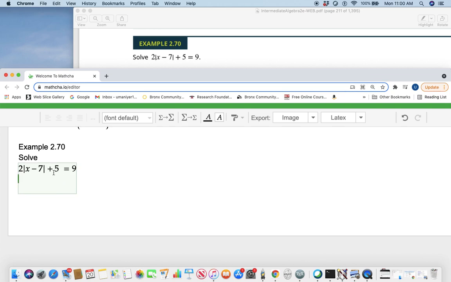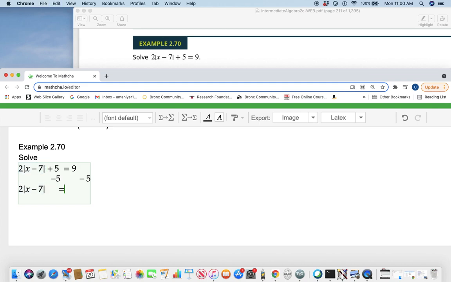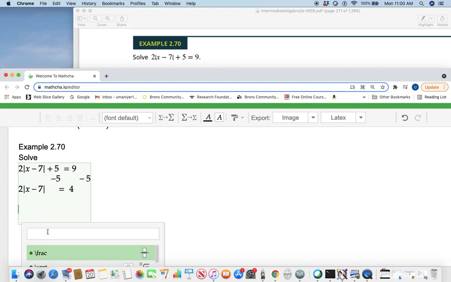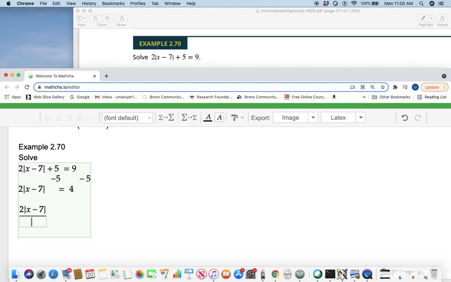First, separate out the 5. So I'll subtract 5 from both sides. Plus 5 cancels minus 5. 2 times absolute value x minus 7 continues to be here. 9 minus 5 is 4. Now I can deal with this 2. Notice 2 is multiplying the absolute value expression. So I'll divide both sides by 2.